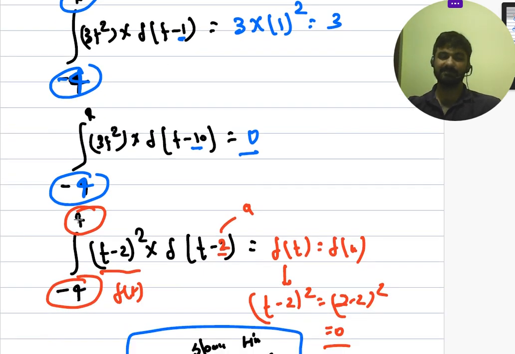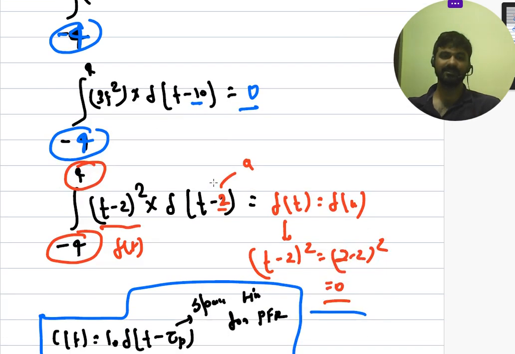But if you see in this particular problem, minus 4 to 4, 3t square into the Dirac delta function t minus 10, 10 is not going to lie between minus 4 and 4. So here you can see that the functional value will be 0. This is the property of the Dirac delta function. The time at which this is happening should lie in between the integral limits. If it is not lying between the integral limits, then definitely the value will be 0.